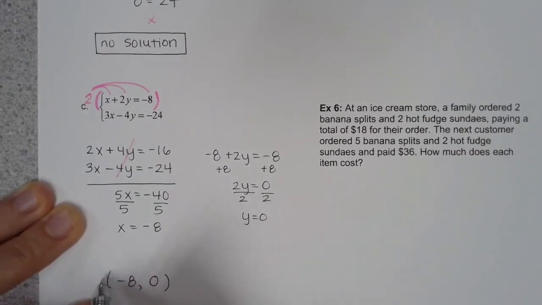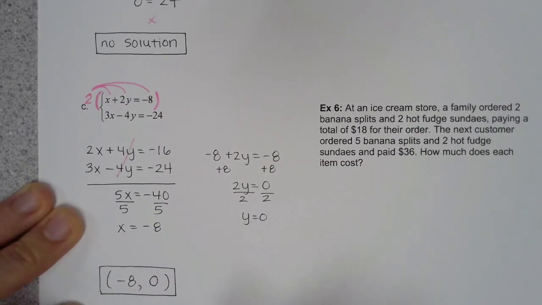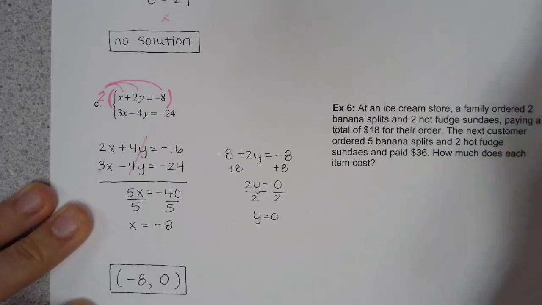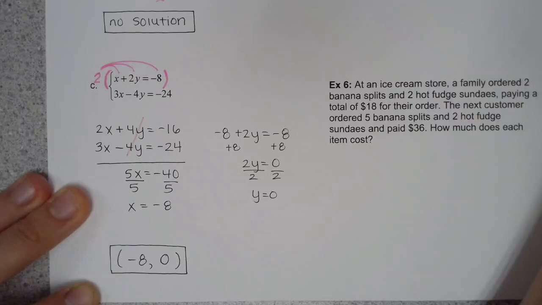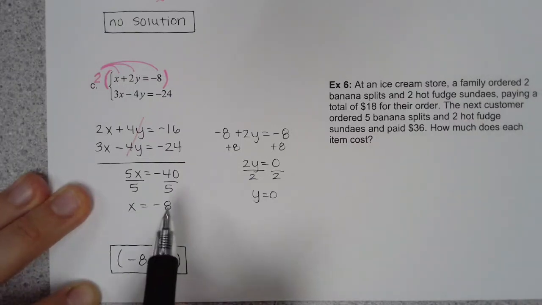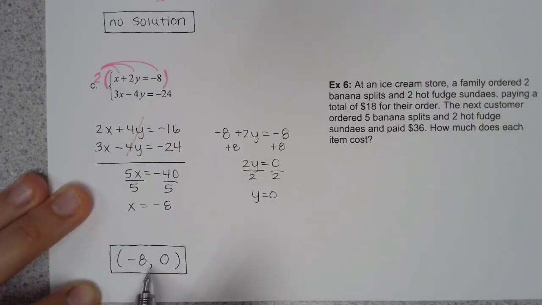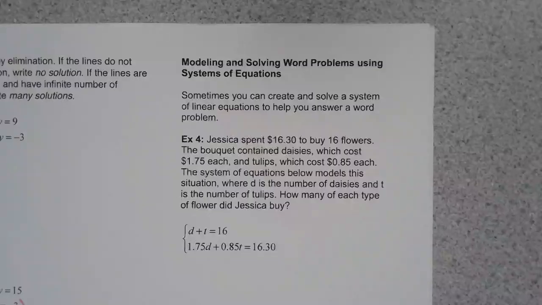When you get 0 here for your y, don't think that 0 makes it be no solution. No solution or many solutions is when the x's and the y's both cross out, and when what you're left over with is either true or false. So on this one, you can solve for x and y. So x equals negative 8, y equals 0. If you were going to graph these two lines, they would cross at the point negative 8, 0.